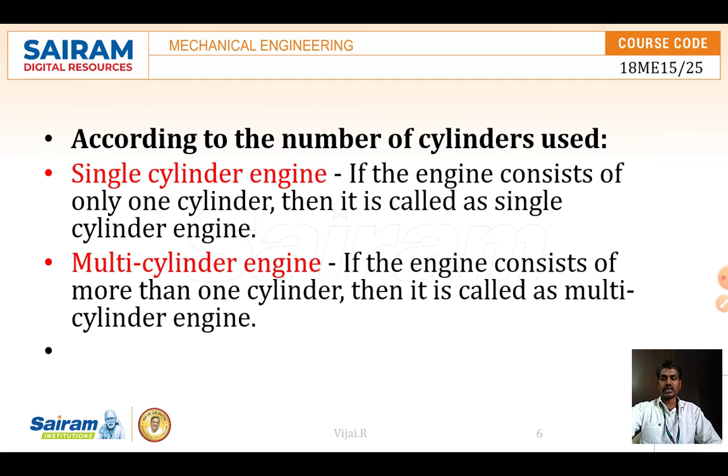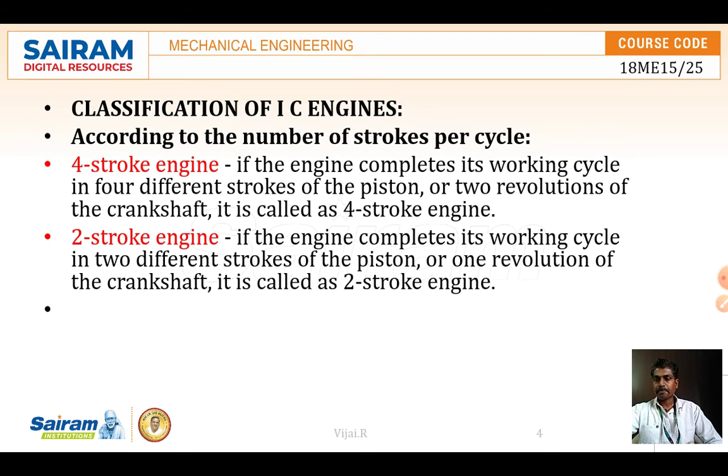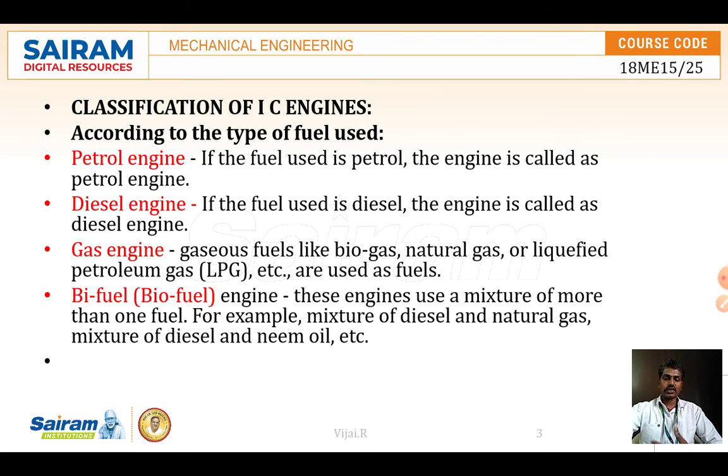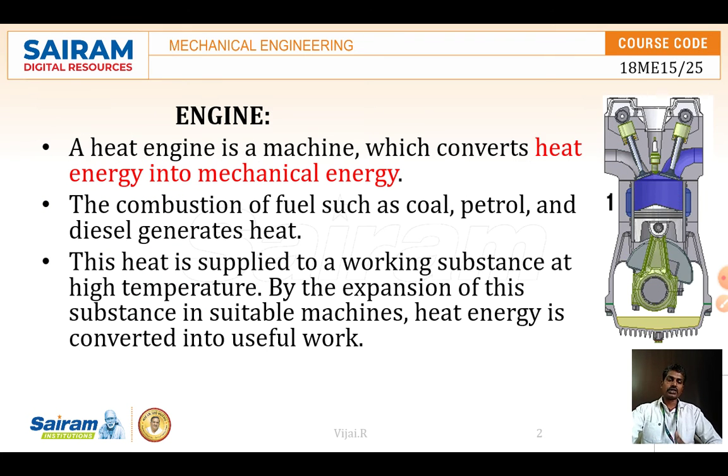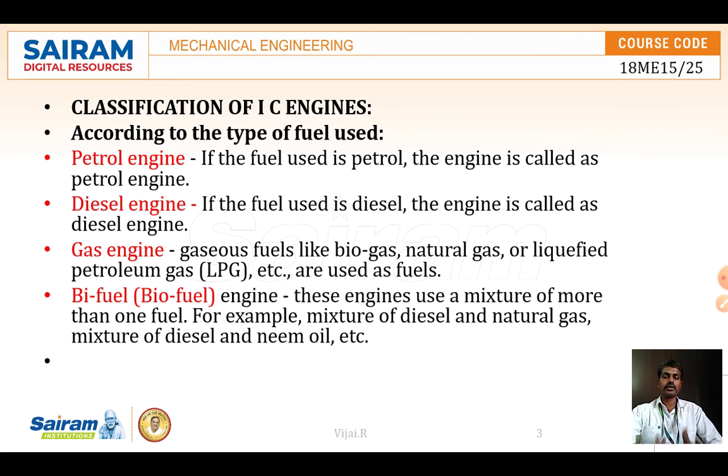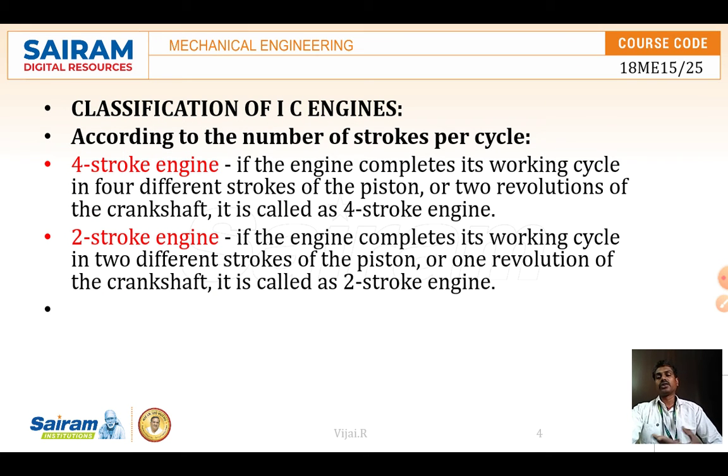So the classification, first, is according to fuel. What are the types of fuel we can use? Petrol, diesel, gas. So classification according to fuels used is petrol engine, diesel engine, gaseous engines, and biofuel engine. And according to the number of strokes per cycle, 4-stroke engine and 2-stroke engine.